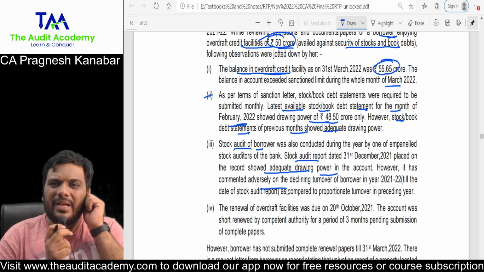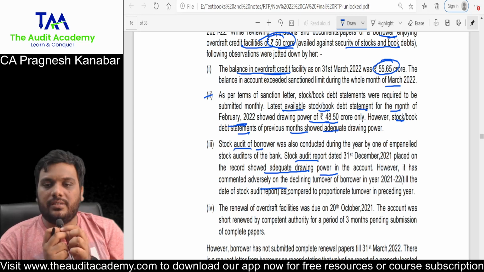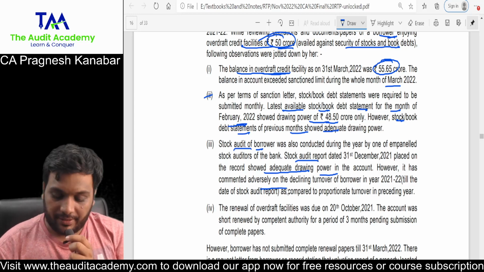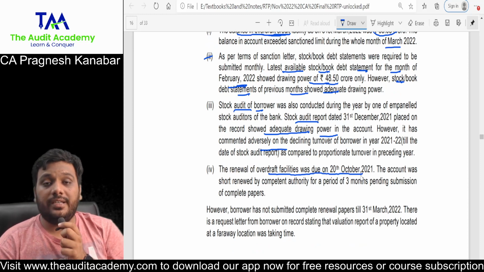That is just general management information that the stock auditor has given. Still nothing to conclude that it is NPA. Now the next point. The renewal of overdraft facilities was due on 20th October 2021.